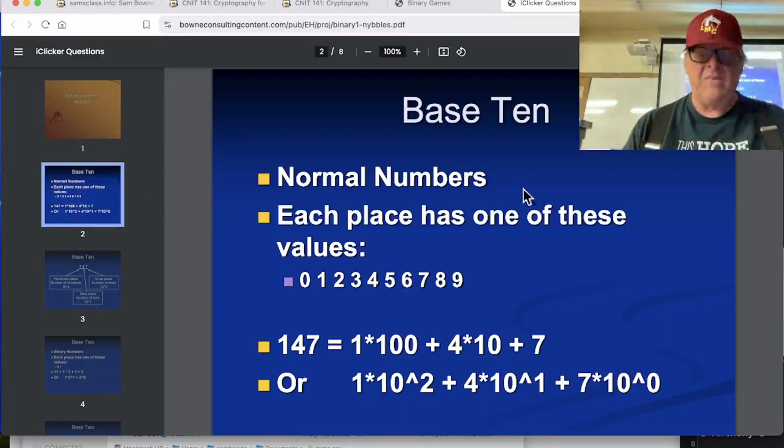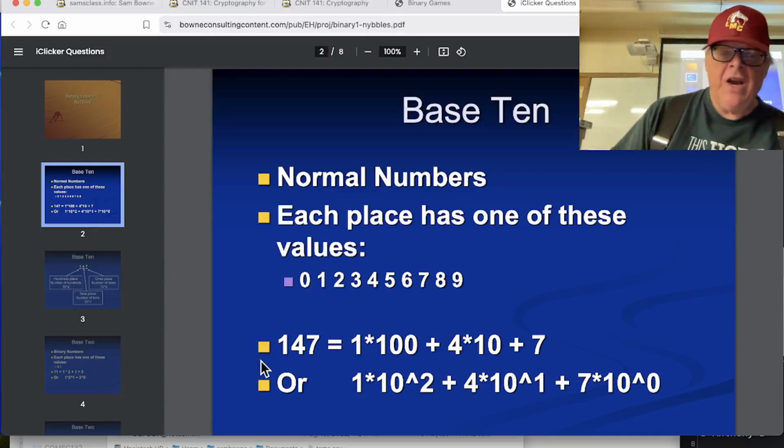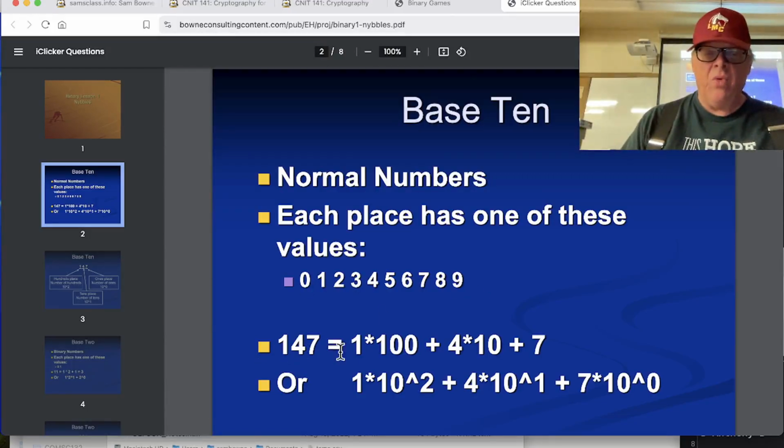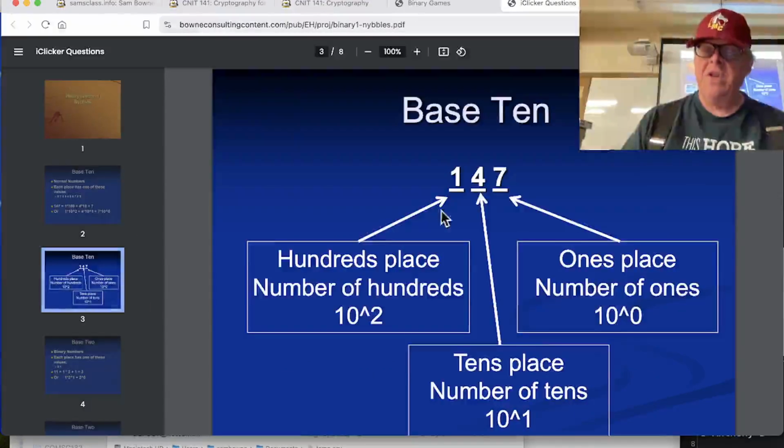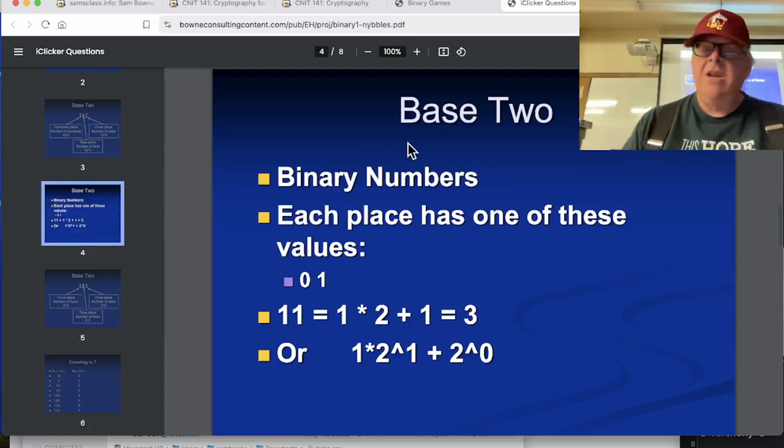So, nibbles. In base 10, each digit is from 0 through 9. So if I write 147, you know that is 100 plus 4 tens plus 7. Or 1 times 10 to the 2, 4 times 10 to the 1, and 7 times 10 to the 0. But computers use binary. So there's base 10, hundreds place, tens place, ones place. You know that already.